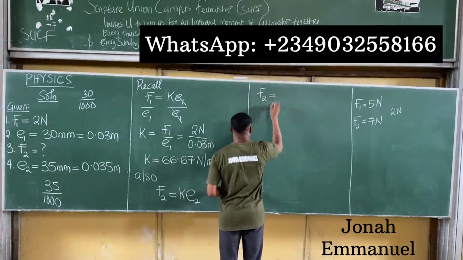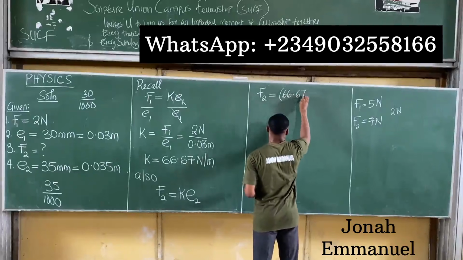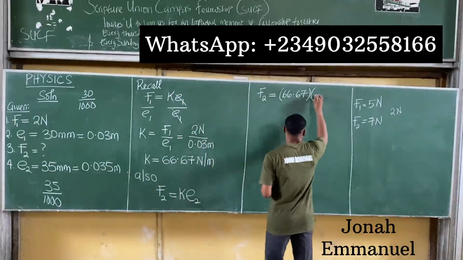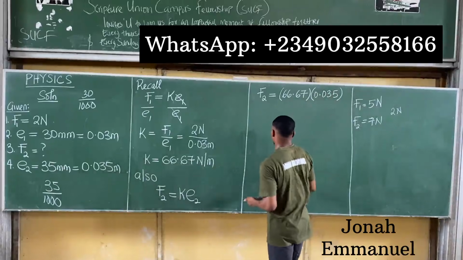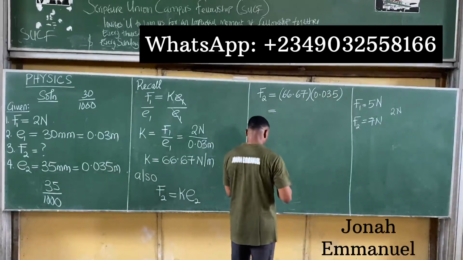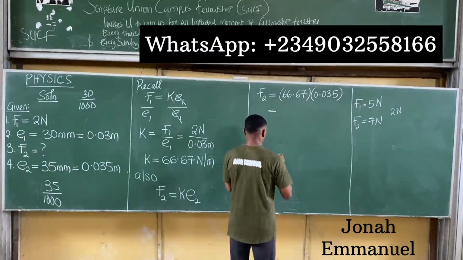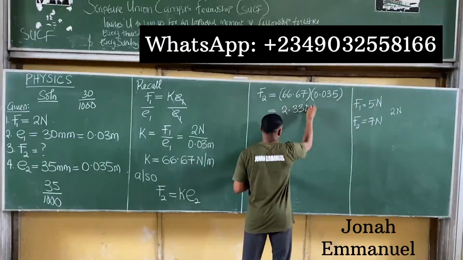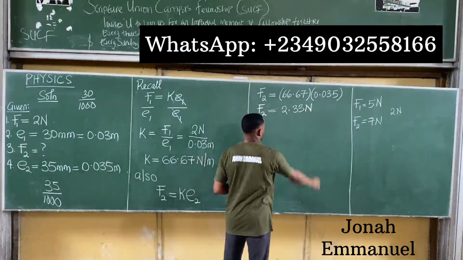So from here we can have that F2 is equal to k, which is 66.67, times E2. E2 is this value in meters, which is 0.035. All right. If I multiply 66.67 by 0.035, that's about 2.33 Newton in two decimal places, because I'm calculating for force, F2, and force is in Newton. So I'll put my units.